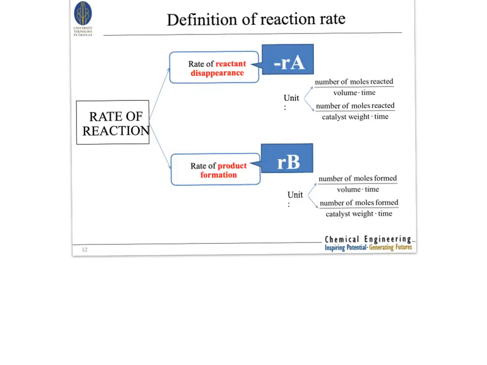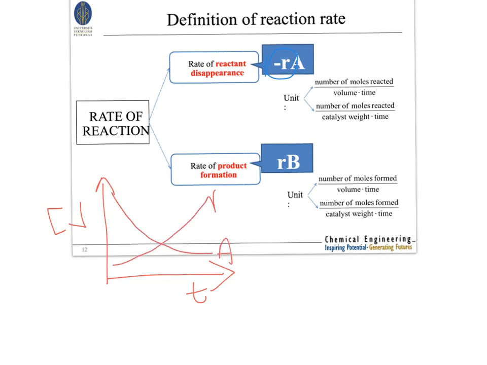There are two ways to define reaction rate. Let's consider we have a reaction of A producing B. The reaction rate can be defined as how fast species A is disappearing, which we call the rate of reactant disappearance, with the minus sign, or how fast species B is being produced, the rate of product formation. So say you have a concentration profile versus time, concentration versus time. You have A decreasing but B is being produced.